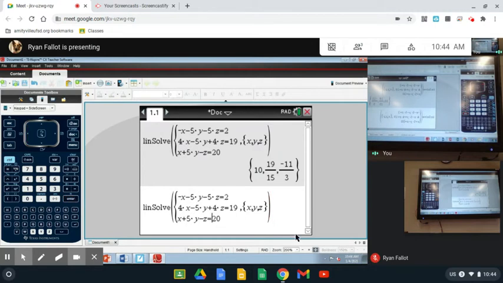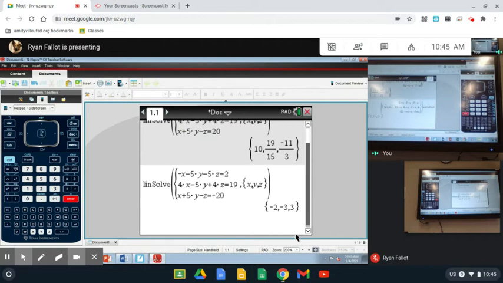But look how nice that was. I made a mistake. I knew instantly I made a mistake. But now I know I didn't make a mistake. Your x value is negative 2. Your y value is negative 3. Your z value is 3.